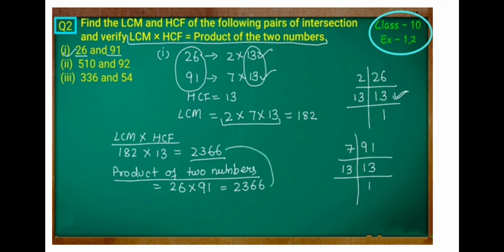Students, here we have to verify. First of all we will find the product of LCM and HCF. It will be 182 multiply 13 is equal to 2366. Now students, we find the product of the two given numbers. So 26 multiply 91 is equal to 2366. Here both are equal. That means LCM into HCF is equal to the product of two numbers. So it is verified.